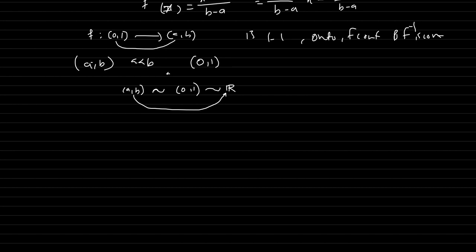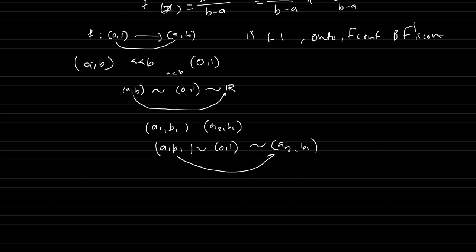And one more thing: when we consider two different open intervals (a1, b1) and (a2, b2), we know that (a1, b1) is homeomorphic to (0, 1), and (0, 1) is homeomorphic to (a2, b2). Therefore, the open interval (a1, b1) is homeomorphic to the open interval (a2, b2). So any two different open intervals in R are homeomorphic to each other.